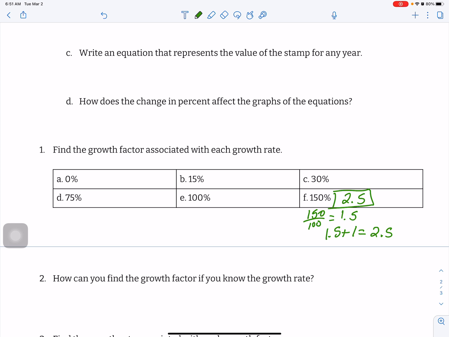So all these answers will be on Canvas. If you want to check the answers and make sure that you understand what you're doing, you can look back there.